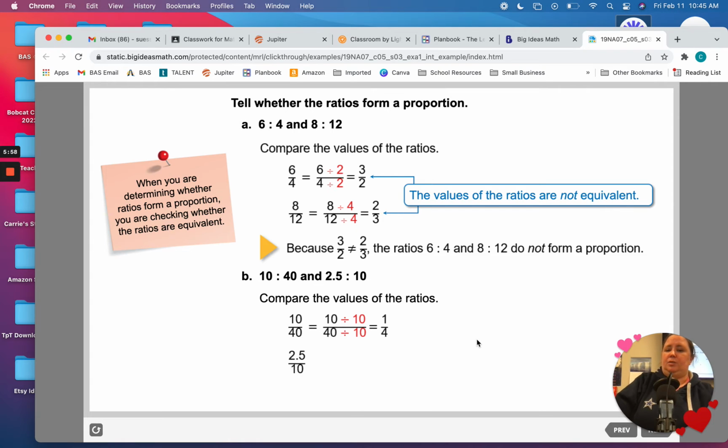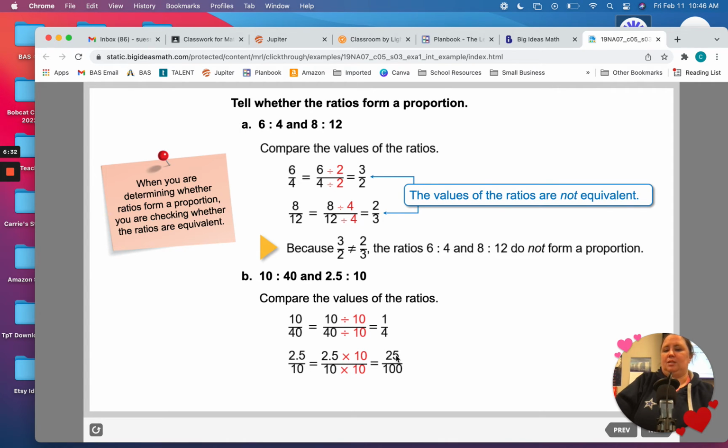Okay, now let's do the next one. 2.5 over 10. Uh-oh. Can I divide the same number into both of those? No. There's a number you can divide into both of those. You can also go up. So we can multiply by 10 because we want to get rid of the decimal to make this easier. I will give you a hint. You may use your calculator and just do 2.5 divided by 10 and make it a fraction, and it will come out to be the answer. So 2.5 times 10 gives you 25 over 100.